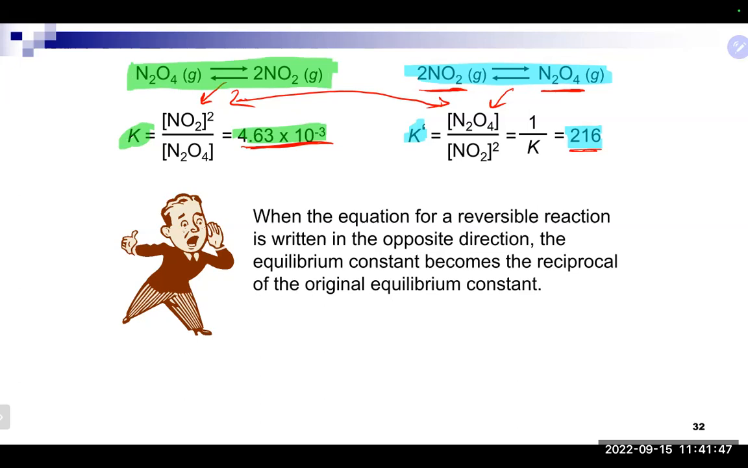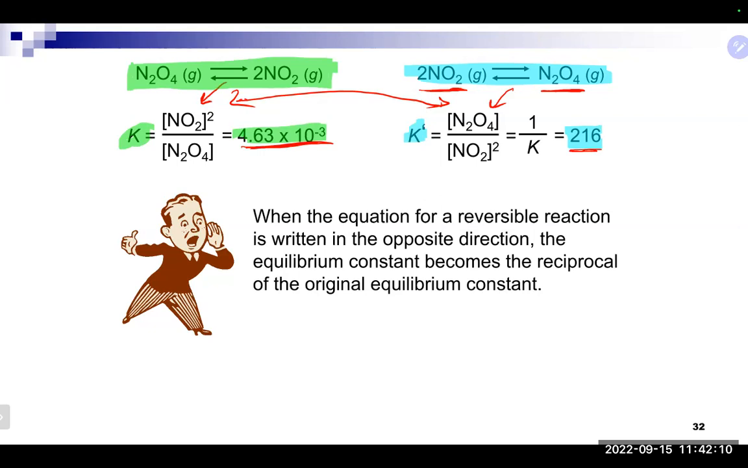This is also very different than what you do with delta H, right? When we reverse a reaction with delta H, we change the sign. And that's, again, a common error that people make when they do equilibrium. So here, if we reverse a reaction, you have to take 1 over the K value to get the new value for that reaction. Any questions on that there?